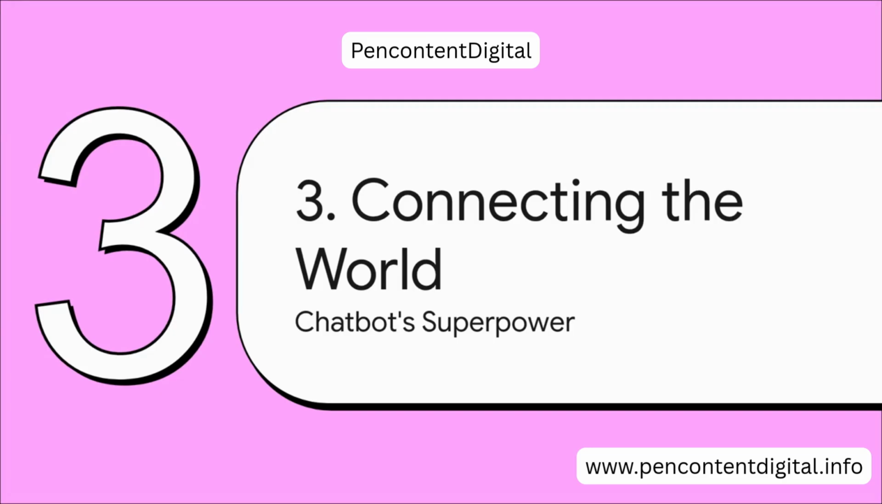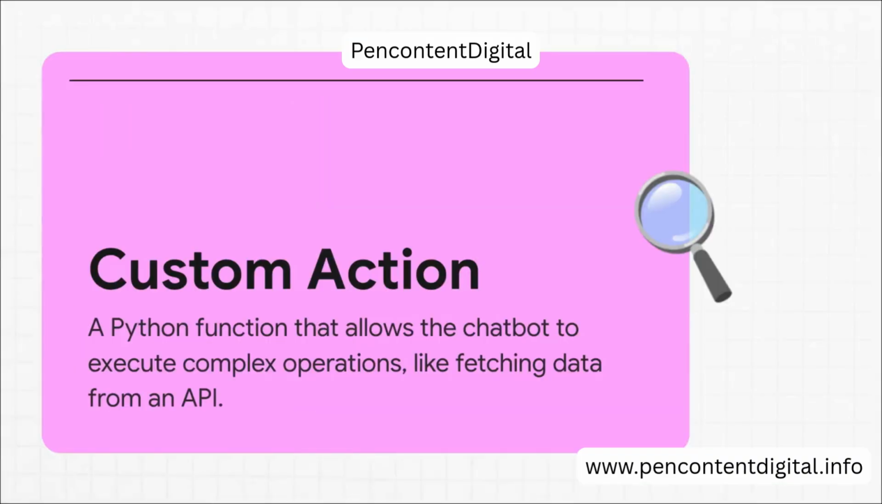Which brings us to, honestly, the most exciting part. Section 3, connecting to the world. This is that magic moment where we take our carefully designed chatbot and give it a real superpower, the ability to tap into the endless resources of the live internet. And we do this using something called a custom action. Think of it as a special piece of code, usually written in Python, that the chatbot can call on when it needs to. And its number one job? Reaching out to get data from an external API.